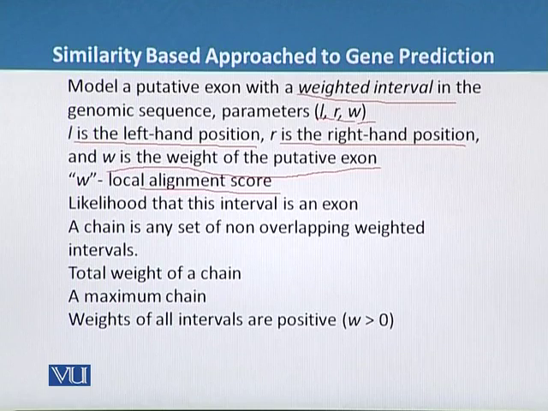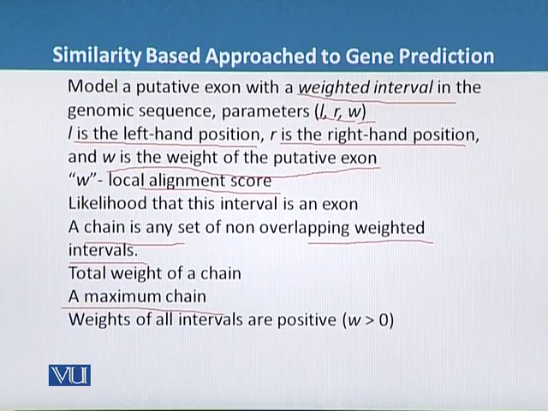A chain is any set of non-overlapping weighted intervals. The total weight of a chain is the sum of the weights of the intervals in the chain. A maximum chain is a chain that has the maximum total weight among all possible chains. Below we will see an algorithm that will have all intervals positive, that is, W is greater than 0.